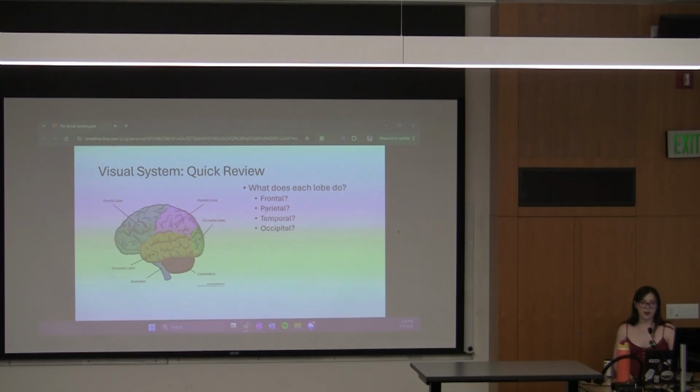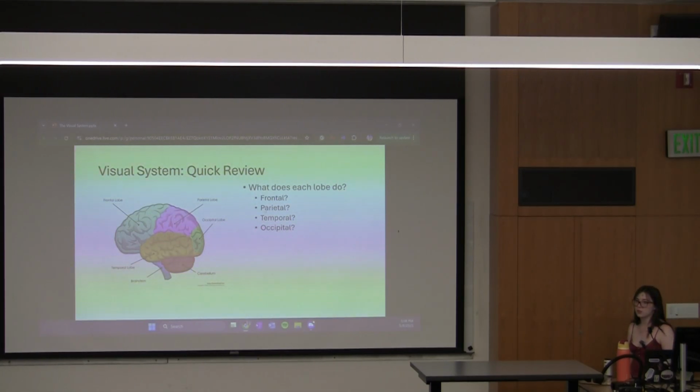Okay, what about the parietal lobe? No guesses for the parietal lobe? Okay. The parietal lobe processes touch, pressure, pain, and temperature. It actually also has some relation to facial recognition and memory storage.